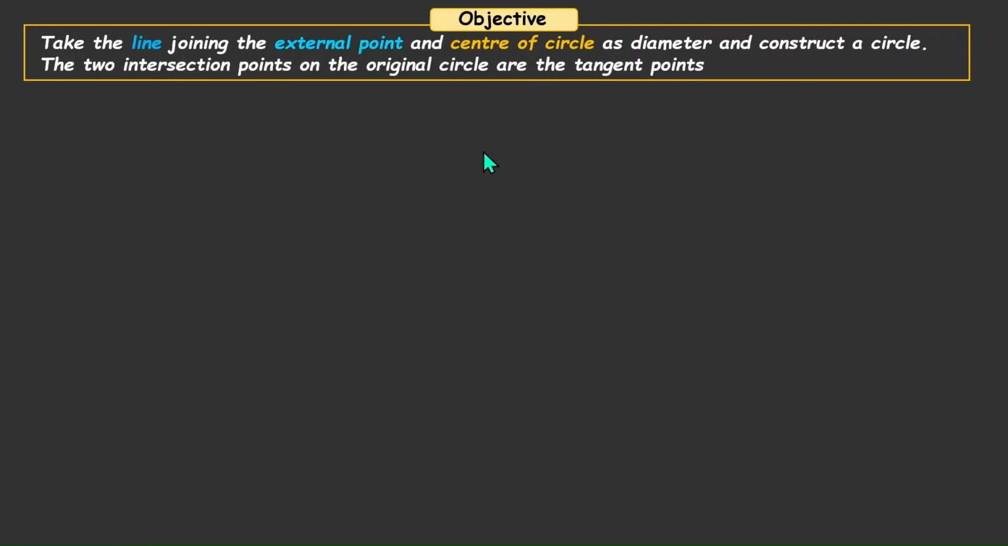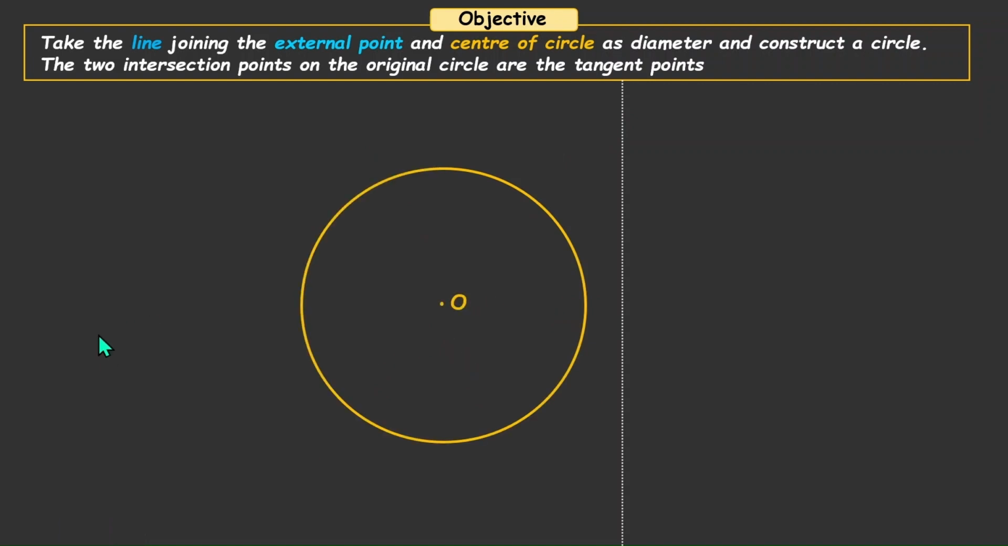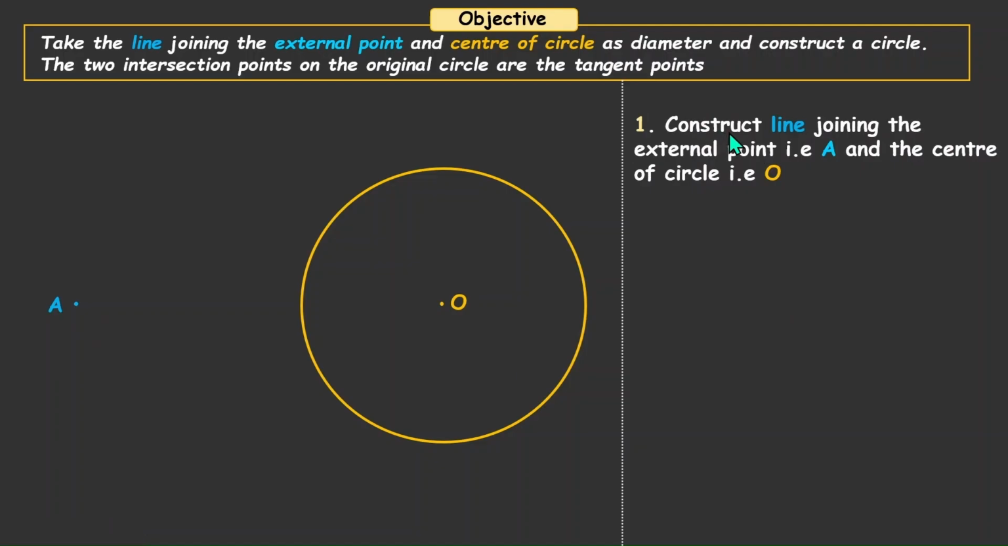Then the intersection points with the original circle are the tangent points. So let's construct a circle. We'll take our original circle at center O, and the external point here at A. The first task is to construct the line AO. So let's write our steps here. We have to construct the line joining the external point A and the center of the circle. So we'll make this line.